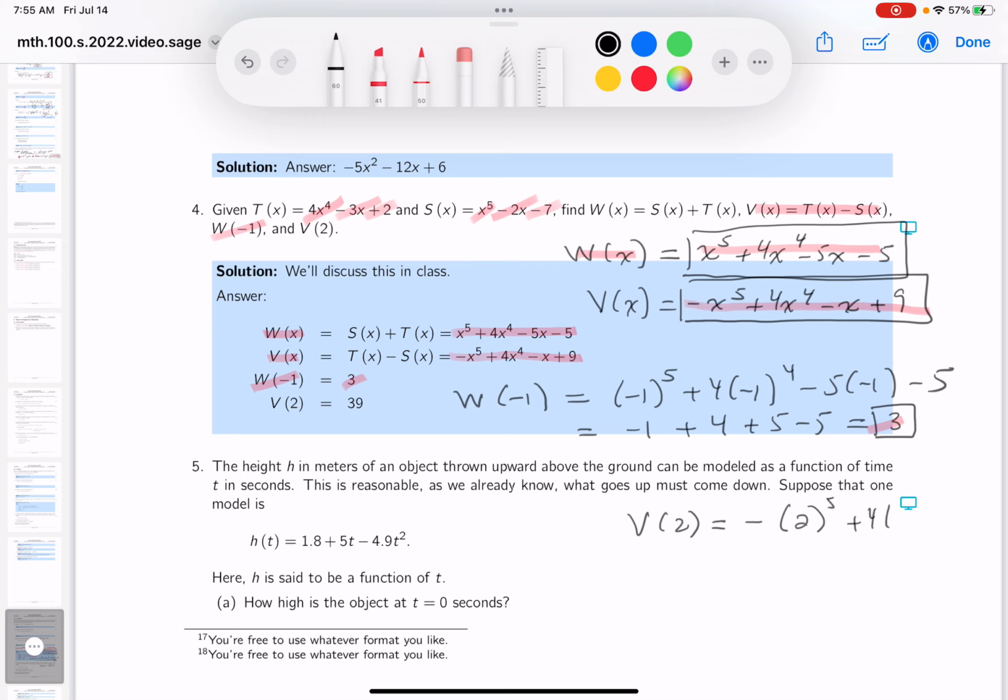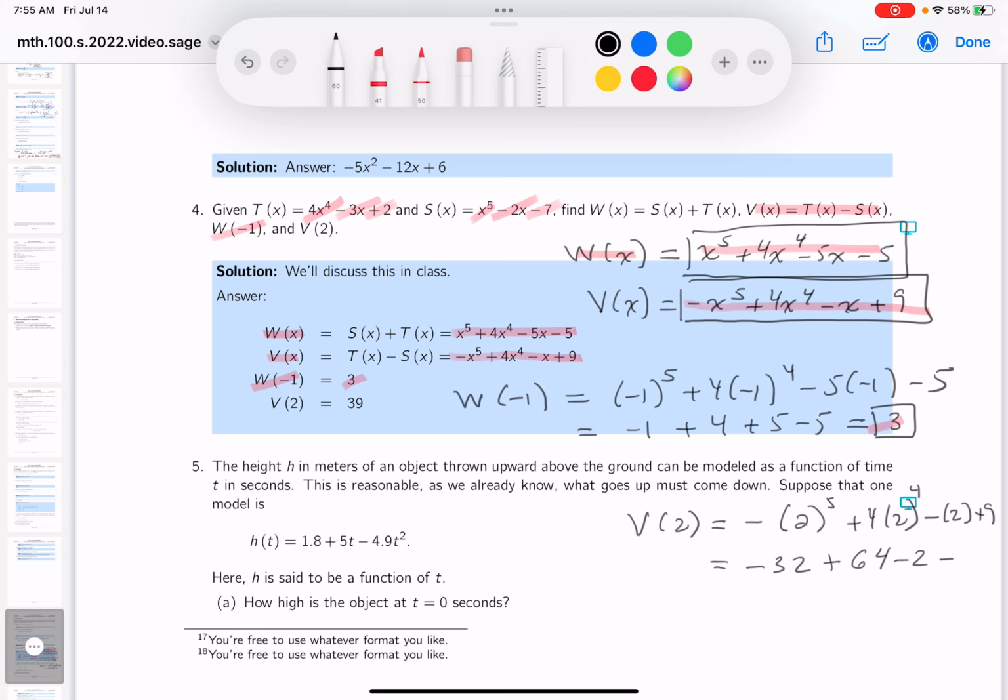Plus 4, 2 to the fourth power. Minus 2, and then plus 9. All right, let's go to town on it. Minus 32. Again, 2 times 2 is 4, times 2 is 8, times 2 is 16, times 2 is 32. What do you get over here? A little more complicated, isn't it? 2 to the fourth power is 16. Let me go through that. 2 times 2 is 4, 8, 16. And 16 times 4 is 64.